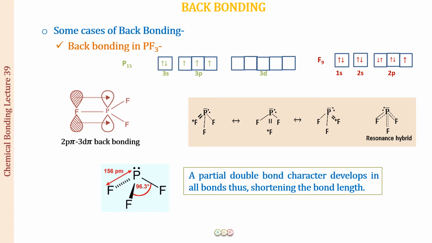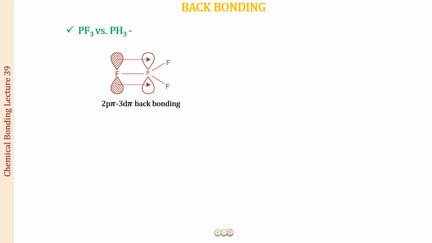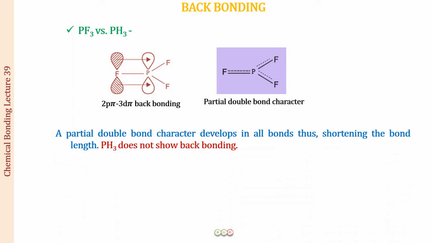What is the significance of this angle? Also, I'm just going to talk about the application of this as well. So let us talk about now the applications which we have to learn regarding the PF3 molecule. So let us now compare PF3 and the PH3 molecules as a first application of this back bonding concept in PF3. So here what you find in PF3, as you know, is that we have a 2p pi, 3d pi back bonding, which imparts a partial double bond character in all bonds.